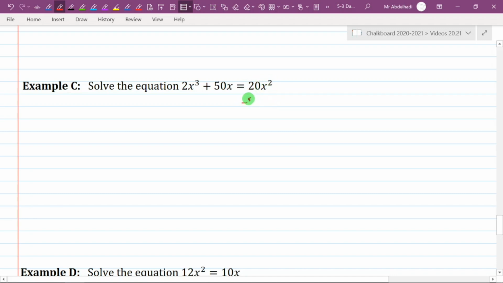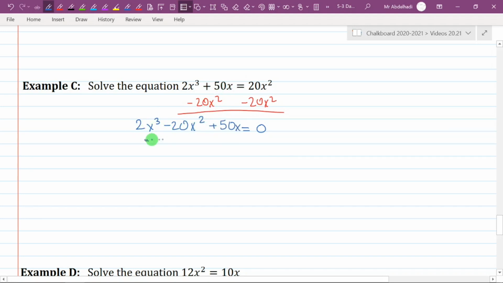So let's subtract 20x squared from both sides. Well, this side is now 0, which is exactly what I need. On this side, I have 2x cubed plus 50x minus 20x squared. I'm going to put them in the order of descending power. So I'm going to start with the 2x cubed, that's the highest power. I'll bring down the -20x squared next, because it's the next highest power. And then the 50x will be the last power here.